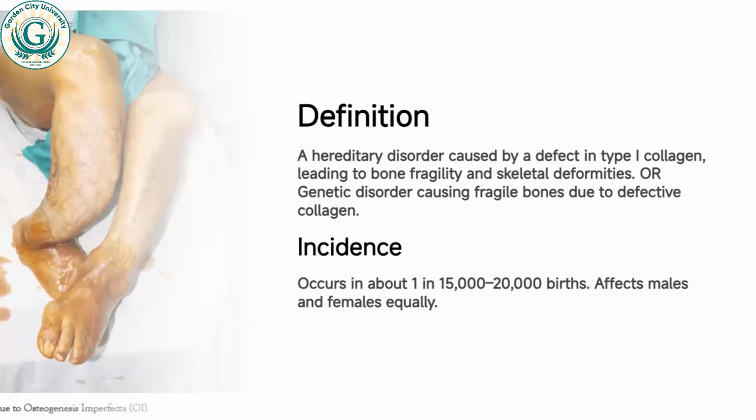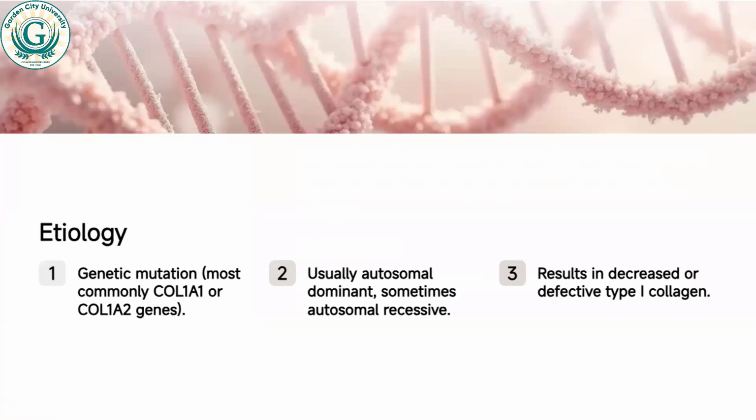So mostly once you lack collagen, especially type 1, it leads into fragility of what? Of the bones. And with any small thing, it leads into what? Fracture. Okay. So mostly the incidence is 1 in 15,000 to 20,000 births, and it affects males and females equally. So it tells you that it's not that common.